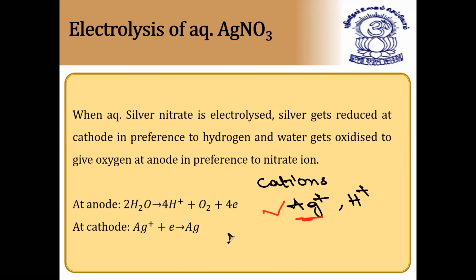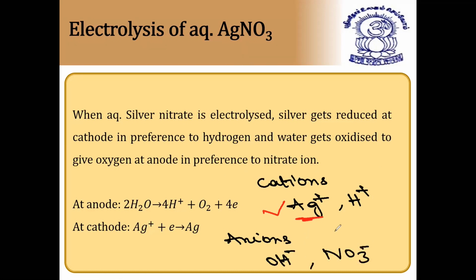Now we have two anions. What are those anions? We have OH minus and NO3 minus. The oxidation state of nitrogen is +5 and oxygen is -2. So in between these, it is OH minus. When OH minus ions go to the anode, the reaction is 2H2O gives 4H plus, O2, plus 4 electrons. So O2 is formed at the anode, and at the cathode silver is formed instead of hydrogen.